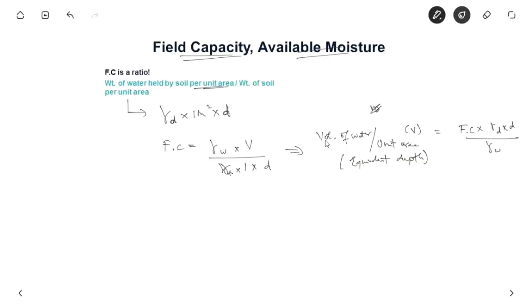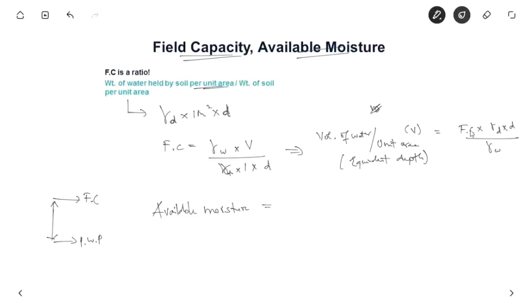Some problems always talk about the depth term. So this is the volume of the water per unit area: field capacity into gamma_d into D divided by gamma_w. Let us say we want to calculate the available moisture. We all know what the available moisture is. It is the difference in water content between field capacity and permanent wilting point.